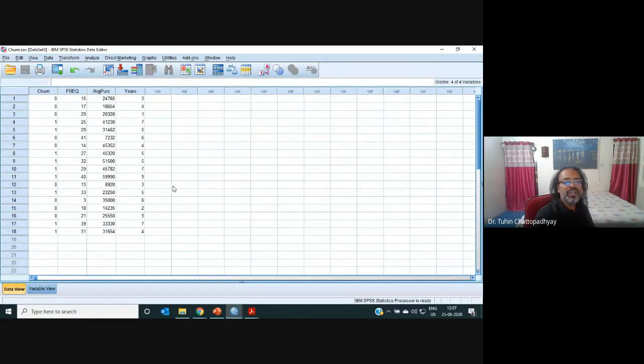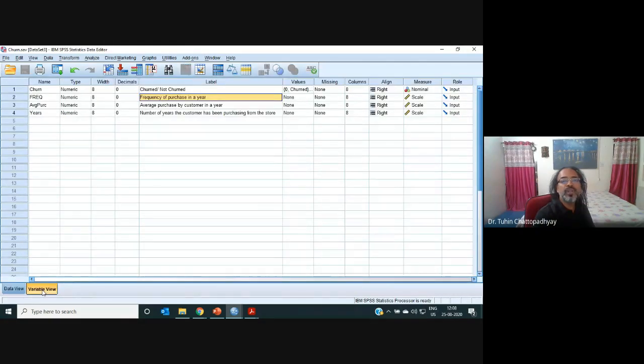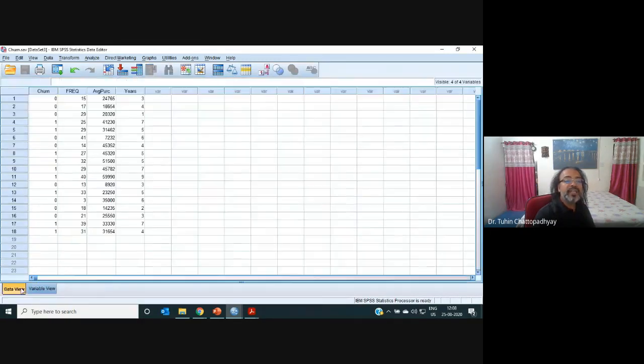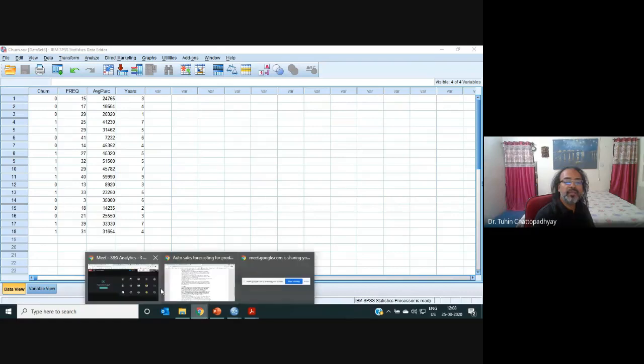So a very small data set we created, like churn, not churn, customer. What does this 0, 1 mean? If you look here, 0 means the customer has left or churned, and 1 means the customer has not churned, has not left. And here is the data set. Always remember, the rows represent the samples. Samples means the customer numbers. Customer number 1, customer number 2, like that.